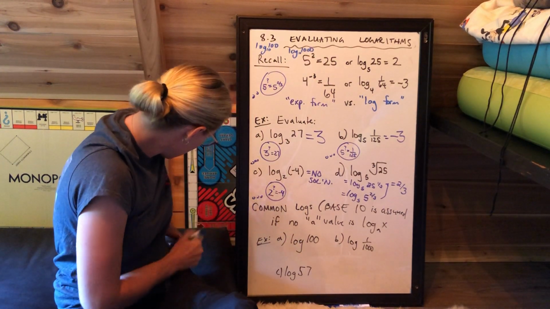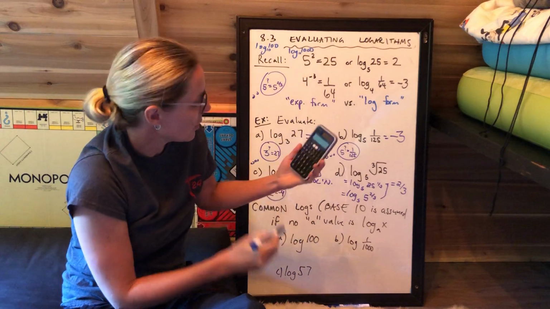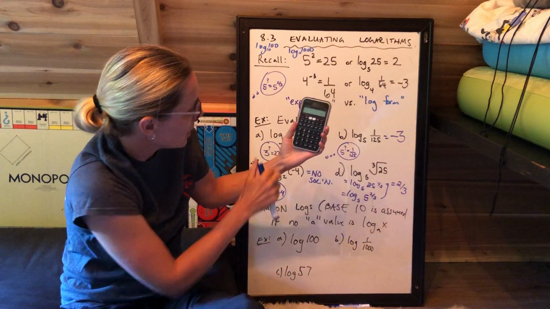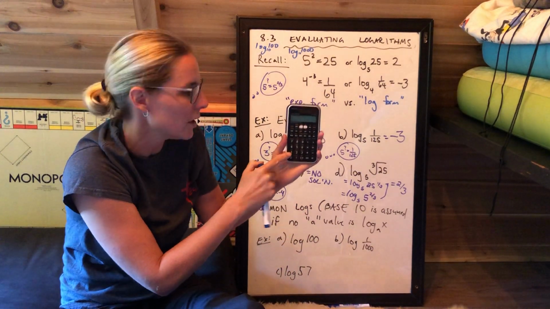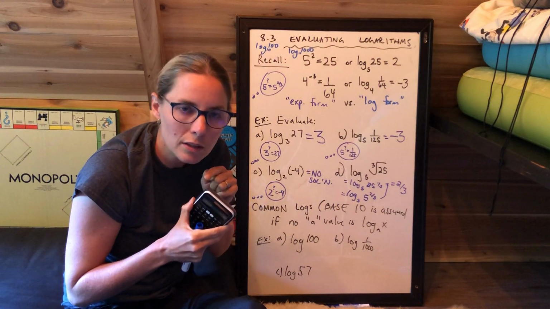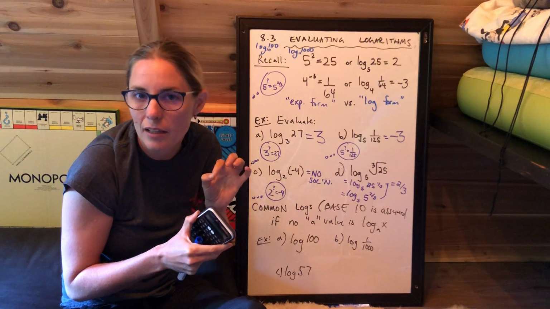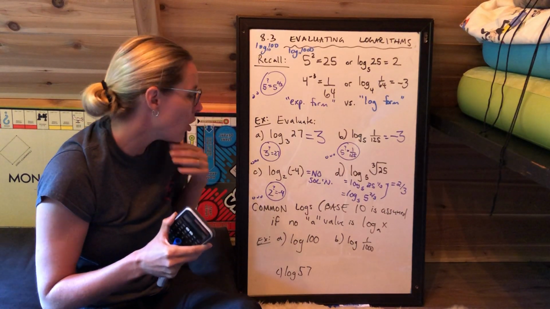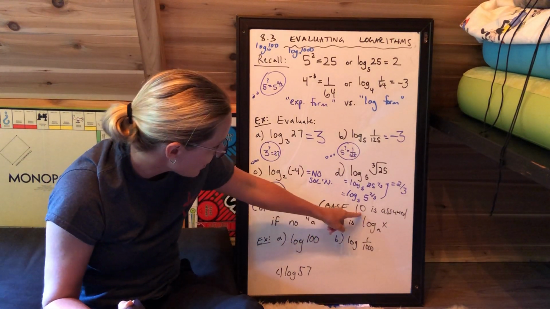And in fact, on your calculators, there is a log button. On this one, the log button is the second function of the number 1. Depending on the calculator you have, you should look for it. But it can only evaluate logarithms that are base 10. Okay, so this is what we call the common logarithm when it's base 10.